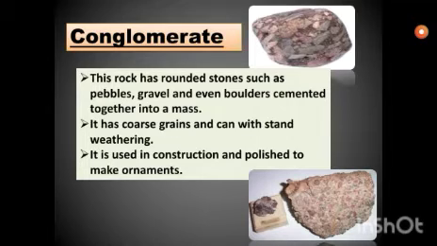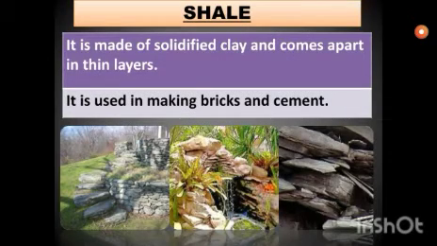Why? Because it gives a texture, as it is a mixture of pebbles, gravel, and boulders, different kinds of small colored stones. So conglomerate is another example of sedimentary rock. Shale. It is made of solidified clay and comes apart in thin layers.